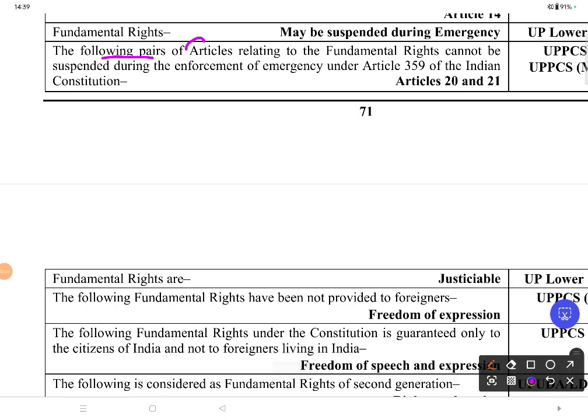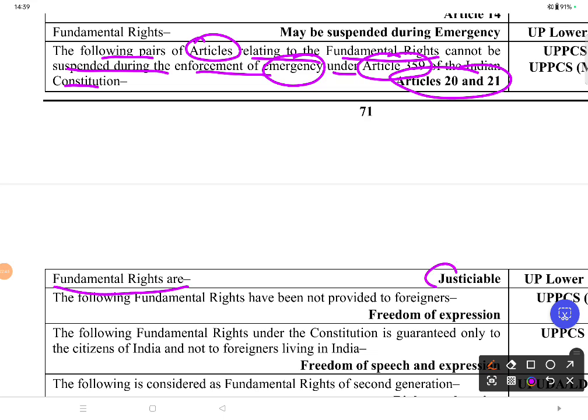The following pairs of articles relating to the fundamental rights cannot be suspended during the enforcement of emergency under Article 359 of the Indian Constitution, that is Article 20 and 21. Fundamental rights are justiciable. The following fundamental rights have been not provided to foreigners, that is freedom of expression.